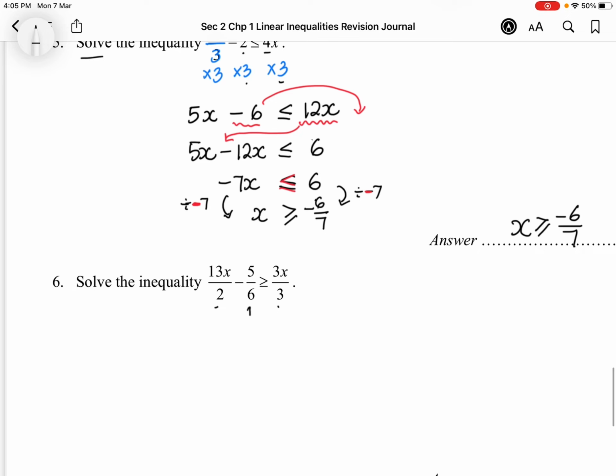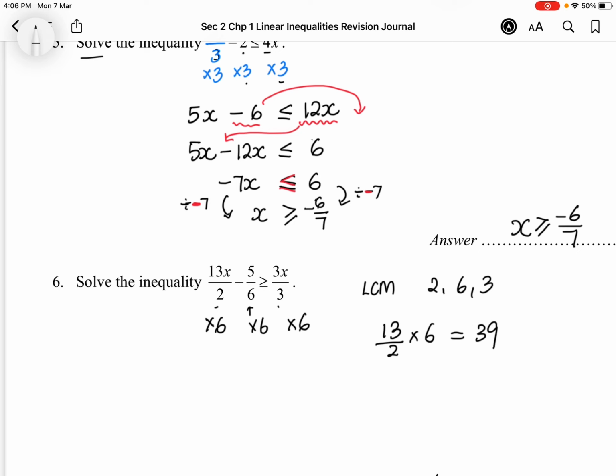In fact, my largest denominator is 6. What is the LCM, lowest common multiple, of 2, 6, and 3? The LCM is actually 6. So I'm going to multiply everything by 6, everything by 6, everything by 6. Up first, the fraction over here, 13 over 2, multiplied by 6.